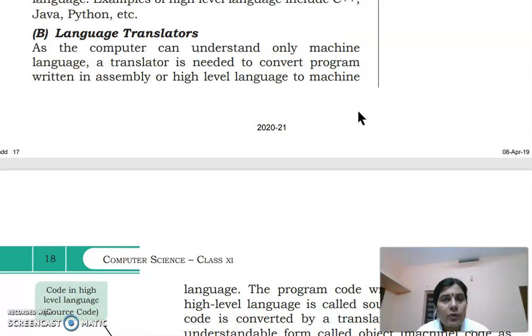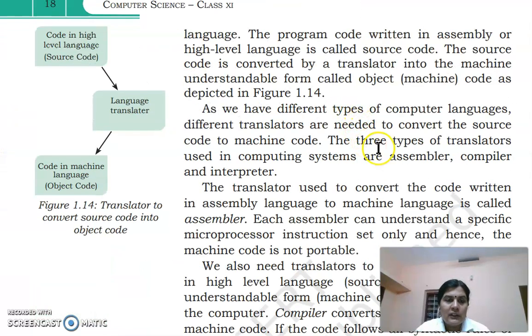So if we want to do some programming using high level language, there will be a need for a translator who converts our high level language to low level language. That language translator is a software program, used to convert high level language to machine language or low level language. This is the role of the language translator. It converts our code in high level language to code in machine language. Machine language is also known as low level language. High level language is also known as source code. Machine language is also known as object code.